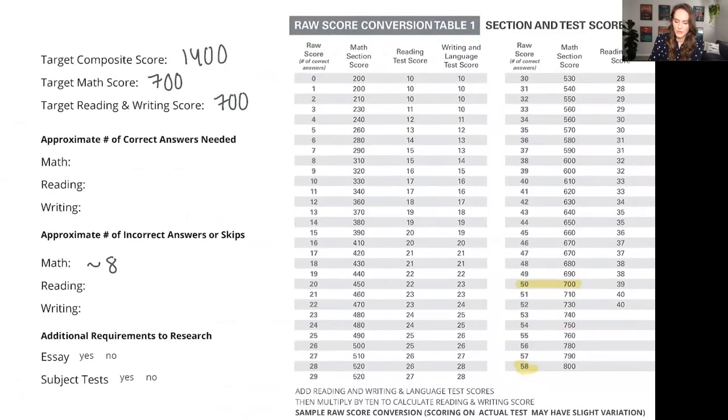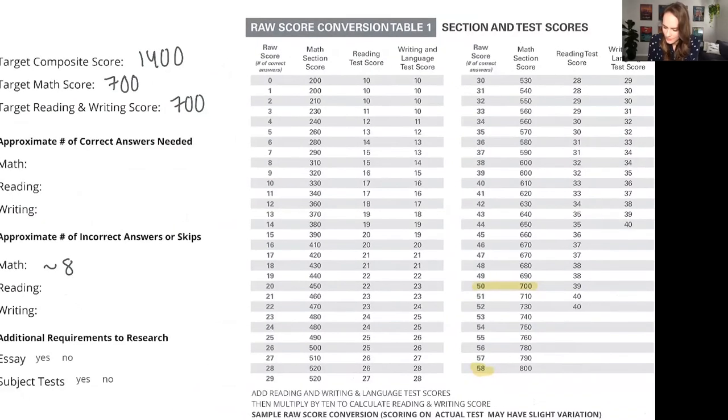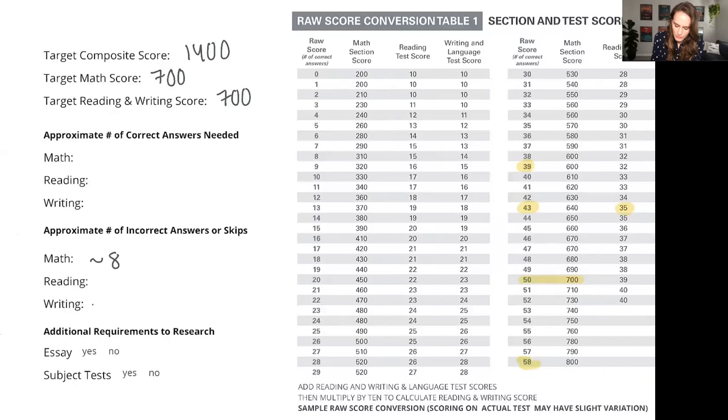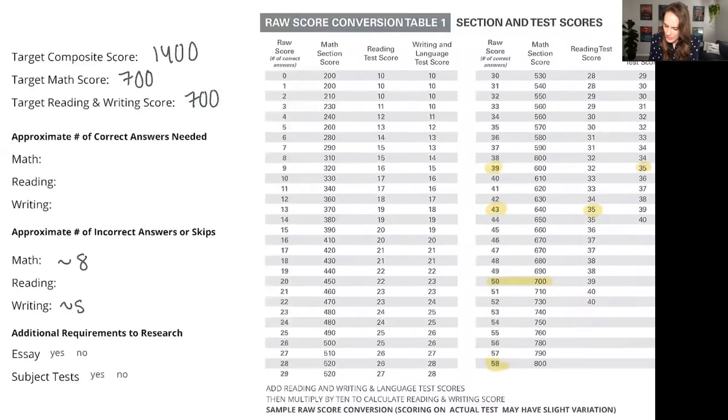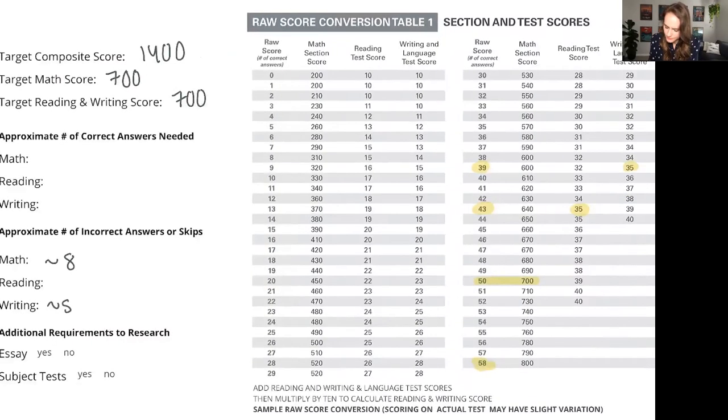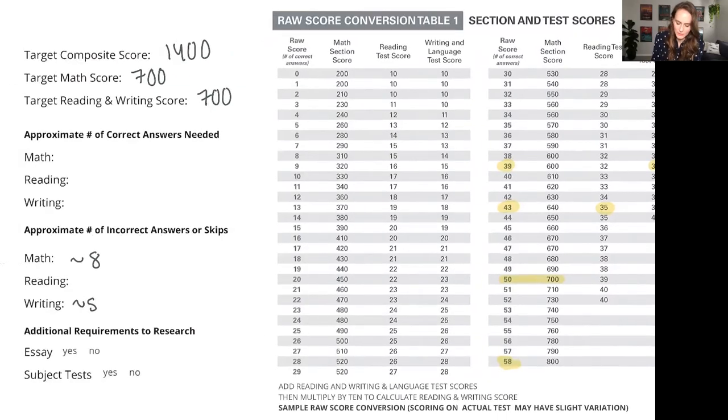For verbal, it's a little trickier because you have to combine both your writing score and your reading score to get your actual verbal score. So we're going to take a 35 for reading and a 35 for writing. And that would put you at about 5 skips for writing, and about 9 skips for the reading section. So that's almost a whole passage.